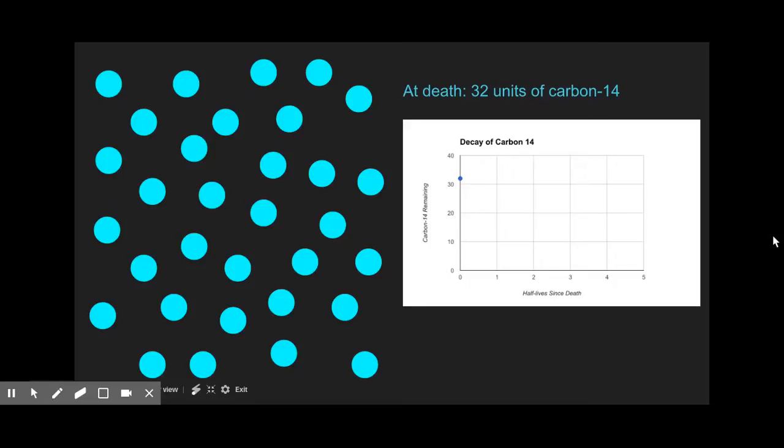So we have, I don't know, a mammoth or something, some sort of organism. It does have to be organic. When it died, it had 32 units of carbon-14, maybe 32 nanograms or something. It's going to be pretty small. And I've represented the 32 units here with these 32 bright cyan circles. And I've got my graph here, half-lives since death. So 0 half-lives. This is when it died. It had 32 units of carbon-14.